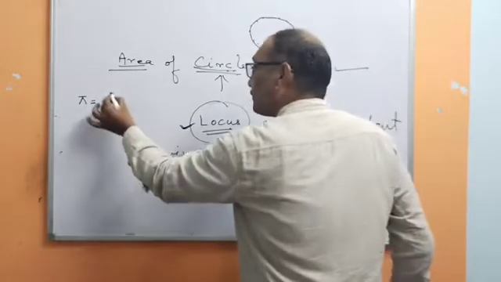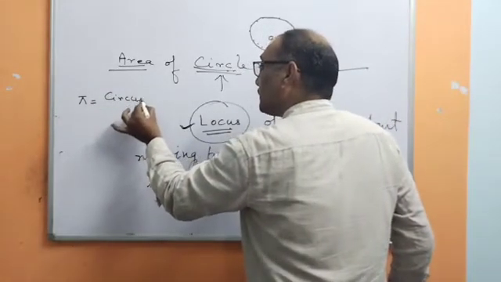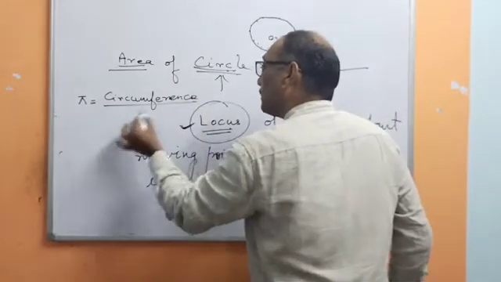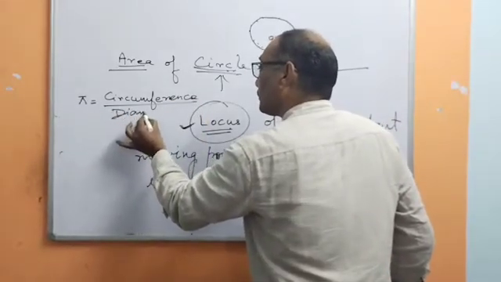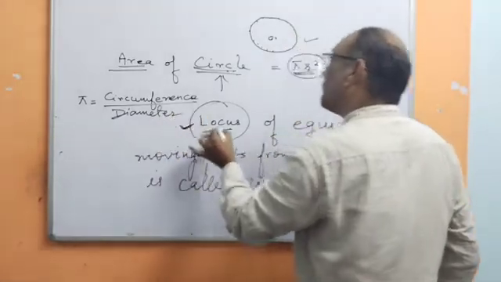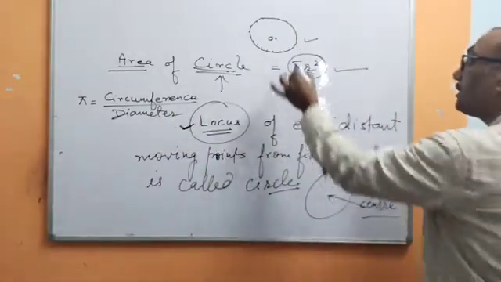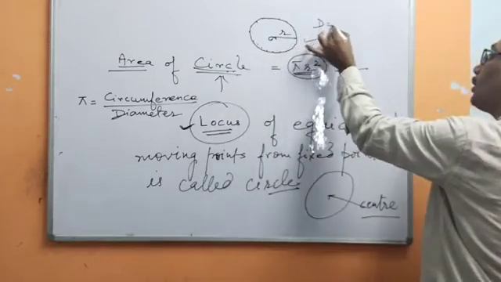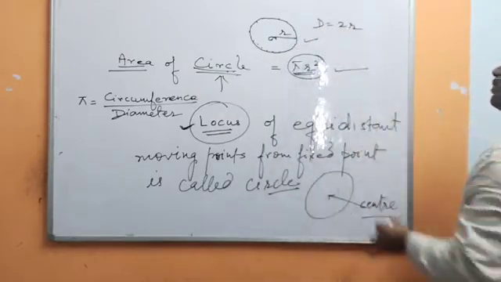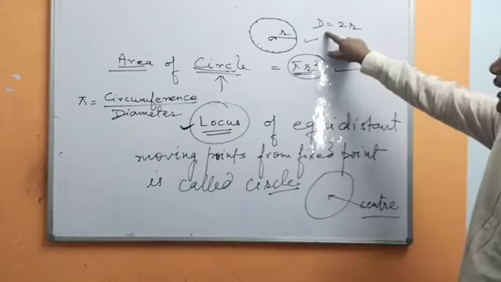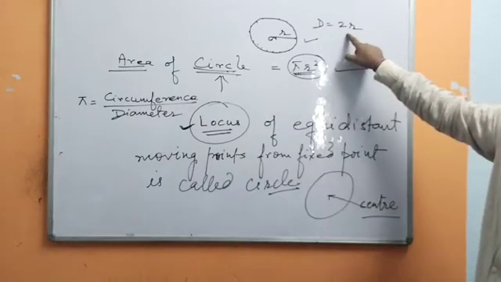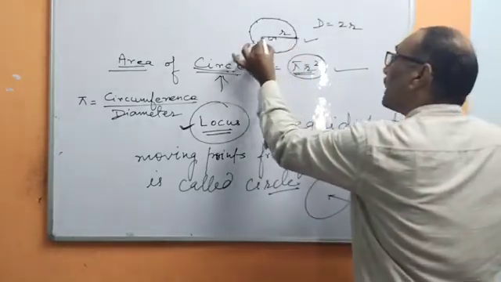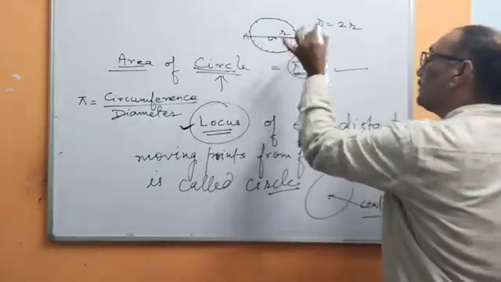Pi is the ratio of circumference and diameter. Diameter is twice the radius of the circle. See, the constant distance is called radius, and diameter can be found by multiplying 2 with the radius of the circle. So this is the diameter AB.